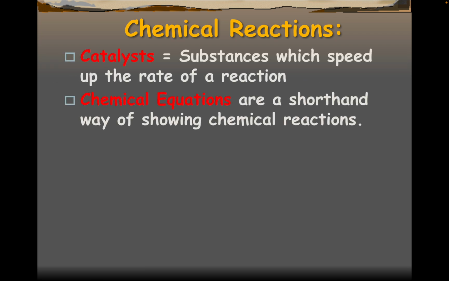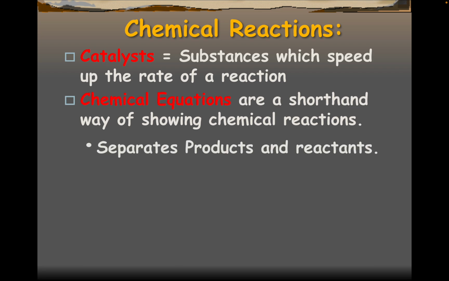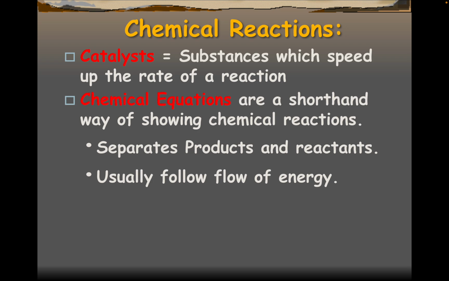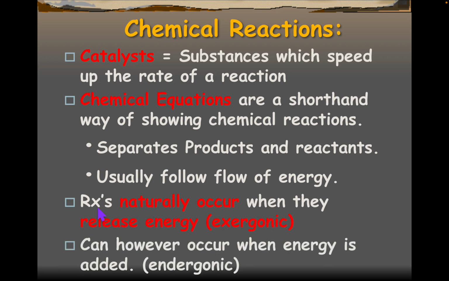Okay, chemical equations are a shorthand way of showing chemical reactions. It separates the products and the reactants. I was just showing you one on the previous slide. Usually follow the flow of energy. Rx or Rxn oftentimes is a way to abbreviate reactions. They naturally occur when they release energy, and that's called exergonic. They can, however, occur when energy is added, and we call that process endergonic, and that's something that we discuss later on.